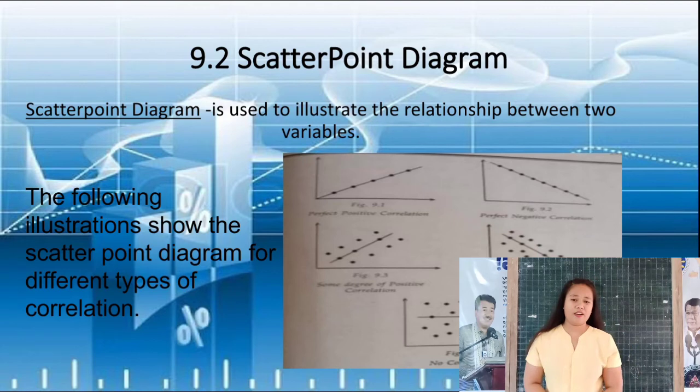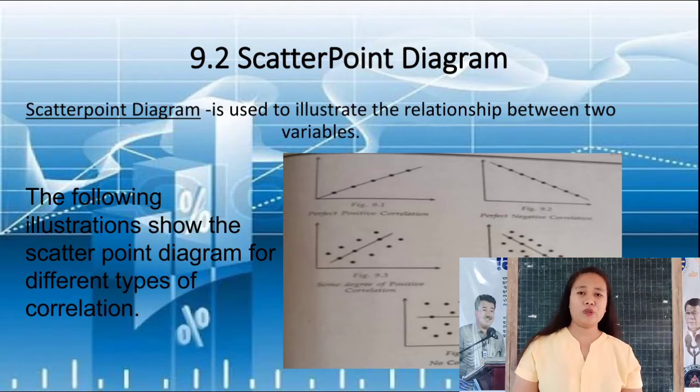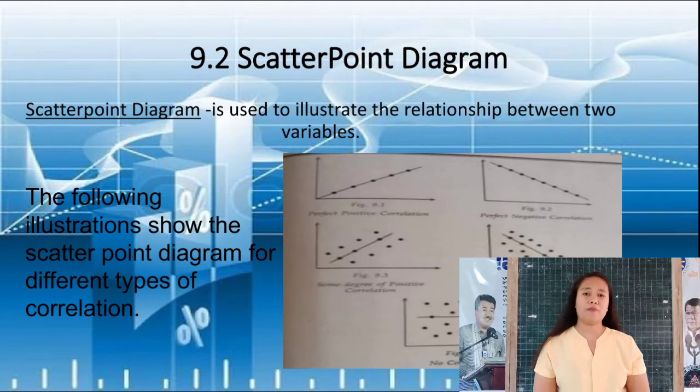Next is the scatter point diagram. A scatter point diagram is used to illustrate the relationship between two variables. The following illustrations show the scatter point diagram for different types of correlation.